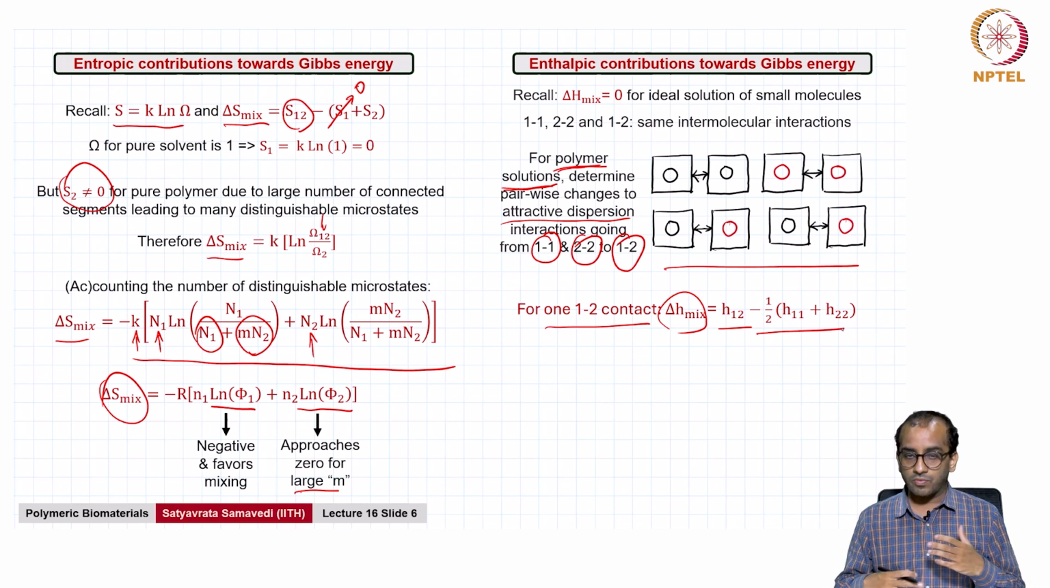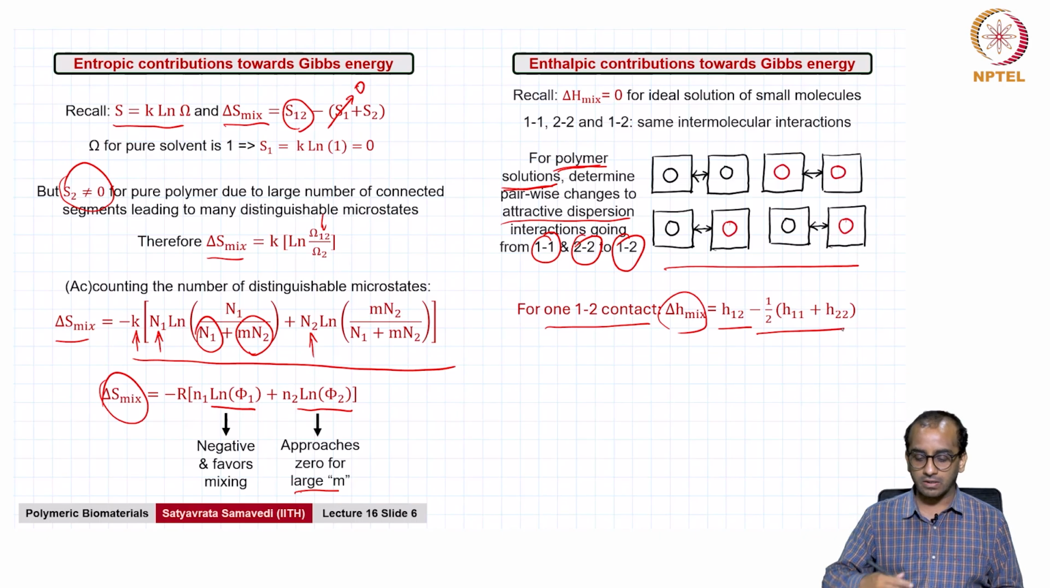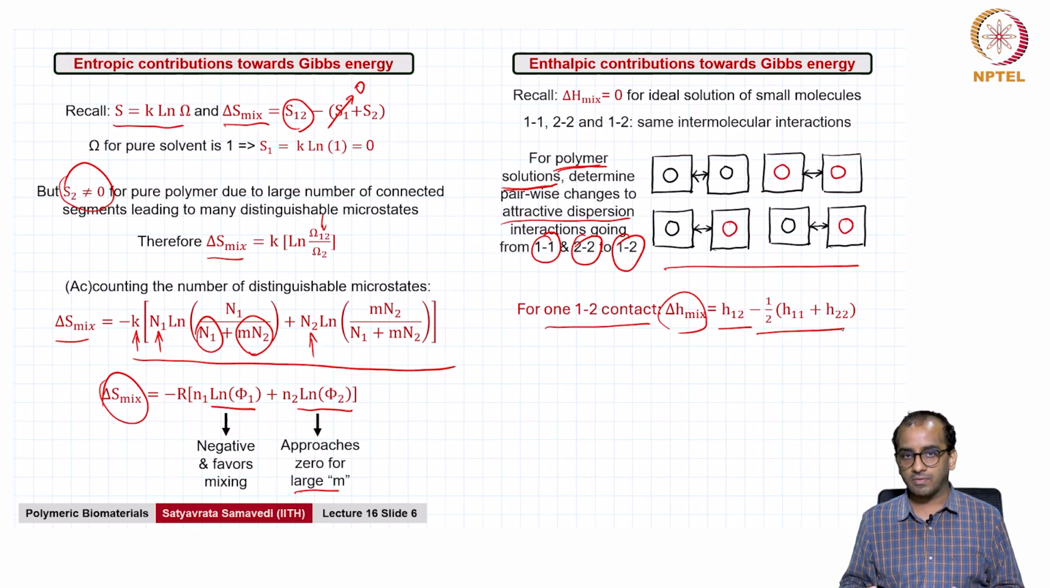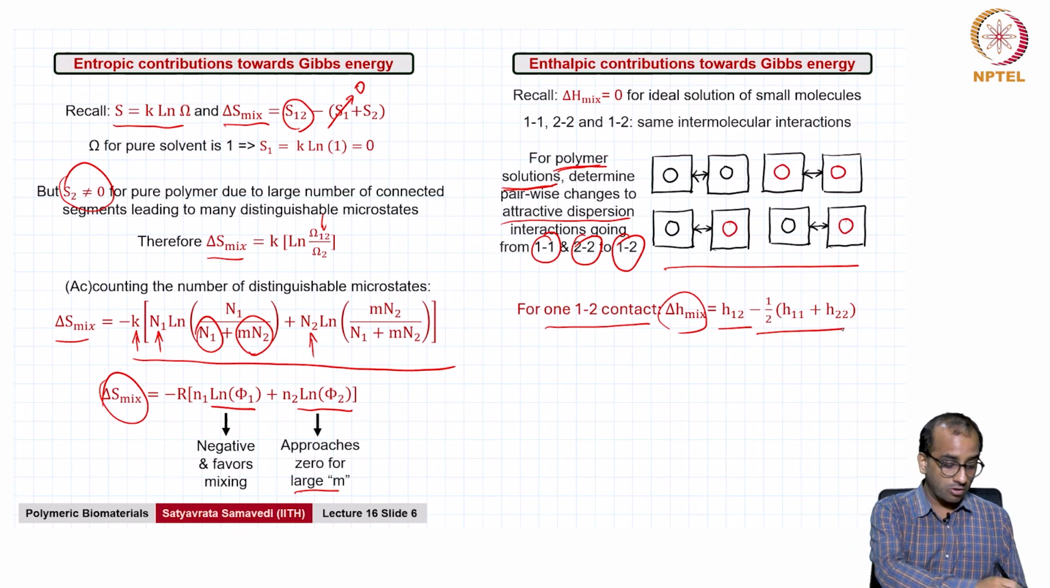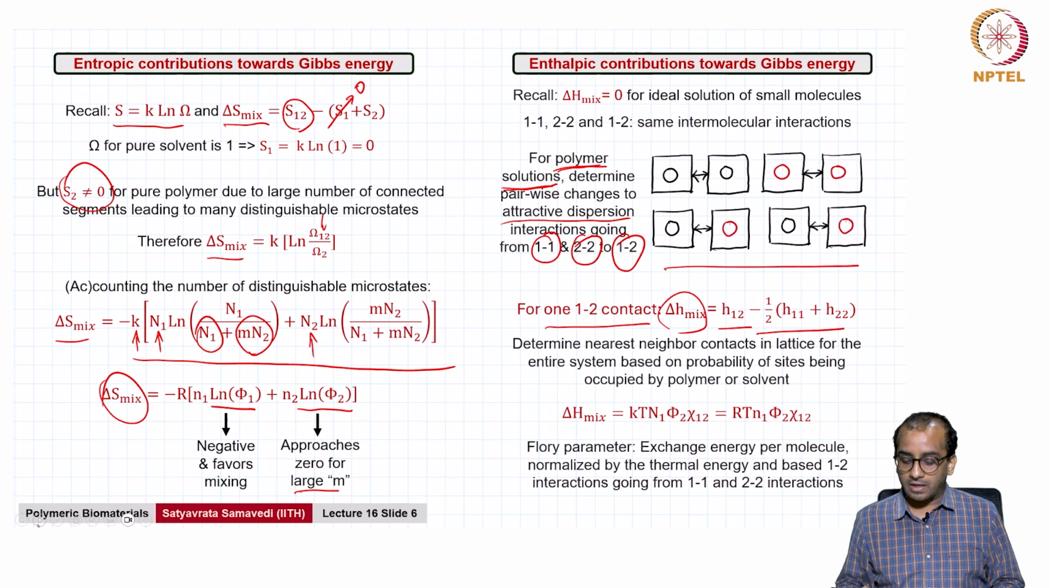So, if you account for the differences in interactions between polymer-polymer, solvent-solvent versus polymer and solvent, you will end up accounting for the fact that this is based on the nearest neighbors, where a polymer in the vicinity of a solvent versus the polymer in the vicinity of a polymer based on volume fraction, etc. What you will end up getting is an expression for delta H mix that looks like this.